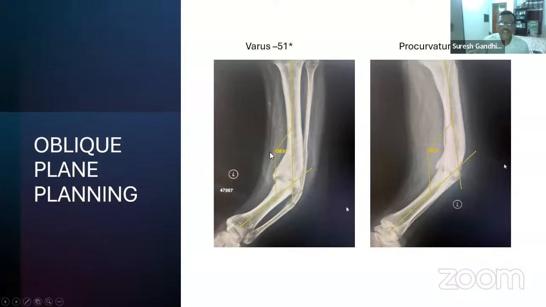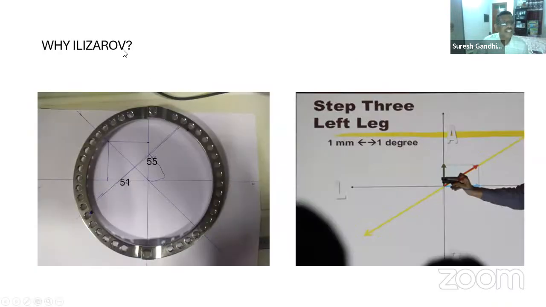Then I used the Ilizarov because with more than 50 degree deformity, doing acute correction is difficult. One more, acute correction may be a lot of problem, as you have to deal with the shortening or blood loss, all these things. So we considered Ilizarov, and then we planned for the oblique plane deformity.